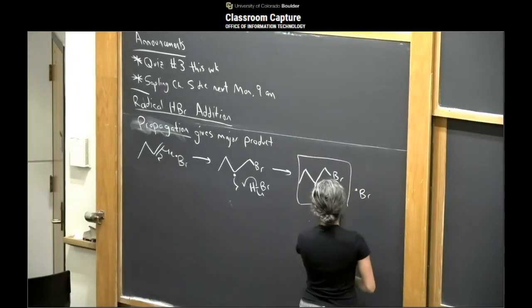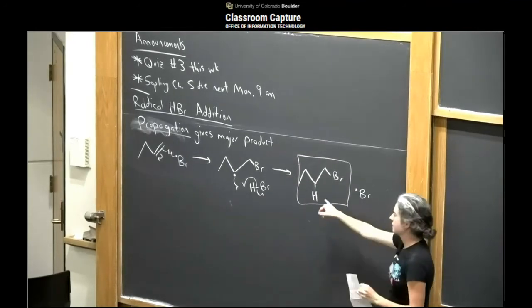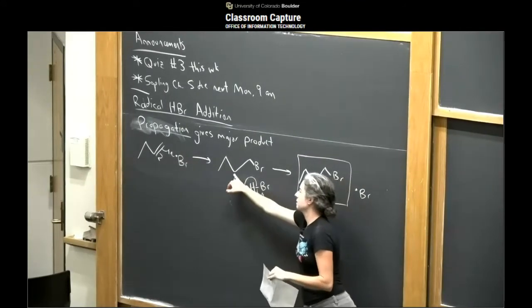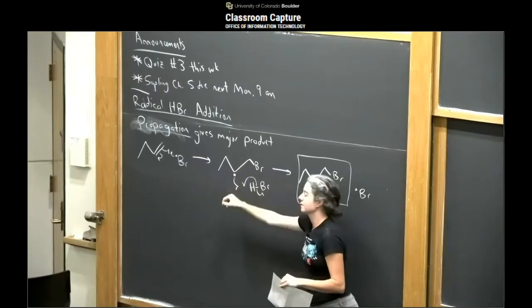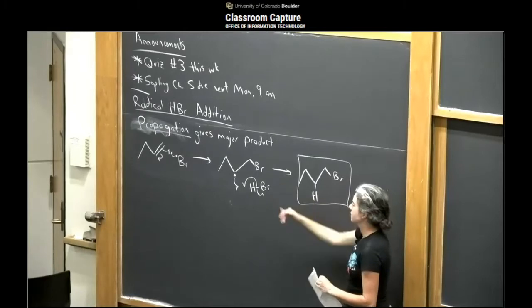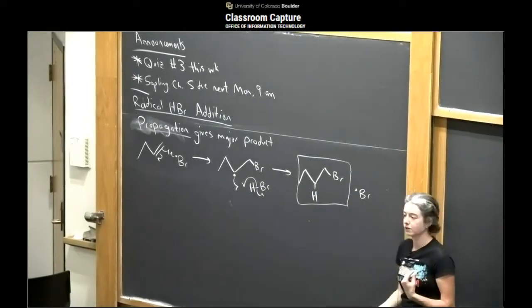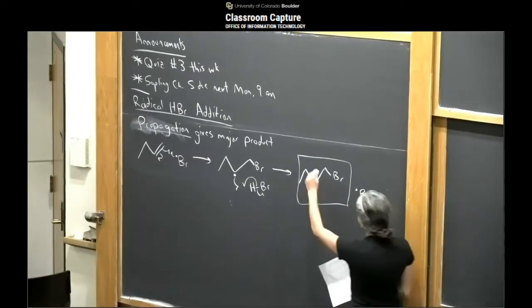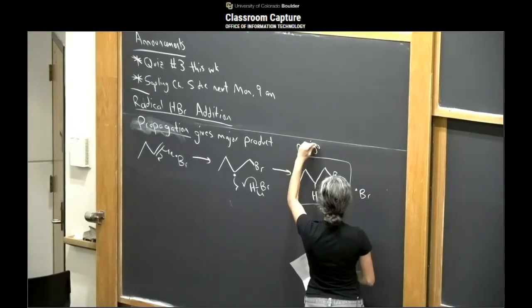Also, it's just a lot more likely that one radical is going to bump into a non-radical, given how low the concentration of radicals is at any time. Quite a bit less than 1% of the molecules are actually carrying a radical at any time. Okay, so this should be our major product.